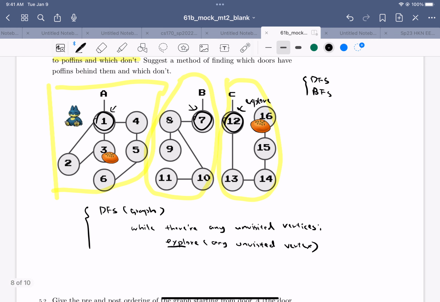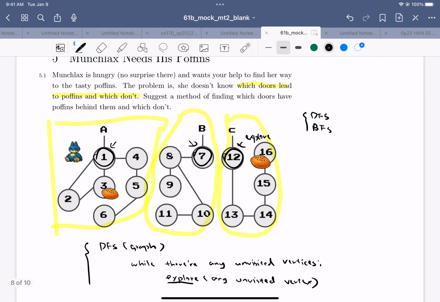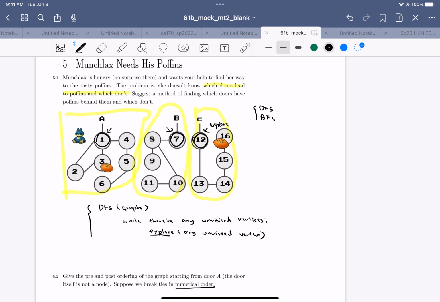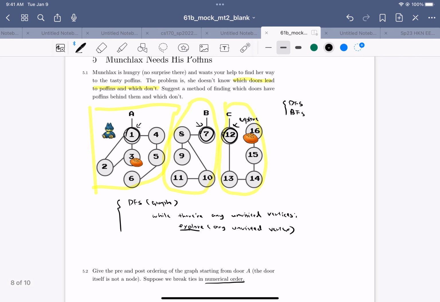And the explore function can return whether the door leads to the food or not. So this one can return a Boolean value, but how you design the algorithm depends on which type of question you encounter. Okay, so here's part 1 of the question.